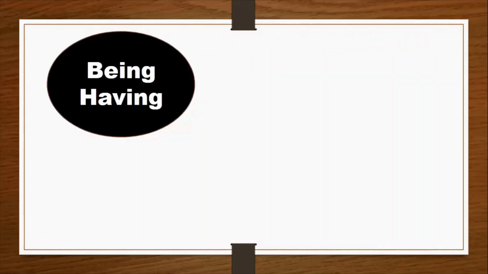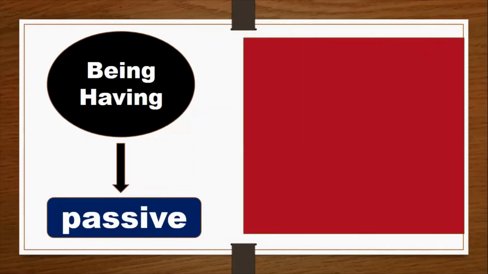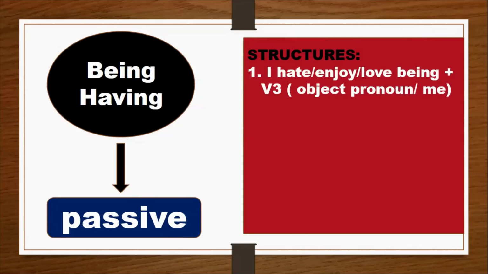The third question which I'm going to discuss today is being and having. In fact, we use being and having in the case of passive. What kind of questions do students get in exam? Rewrite the following sentences using being and having. Let's see the structures with examples. The structure says, I hate or enjoy or love plus being plus verb 3rd. Where to use being?